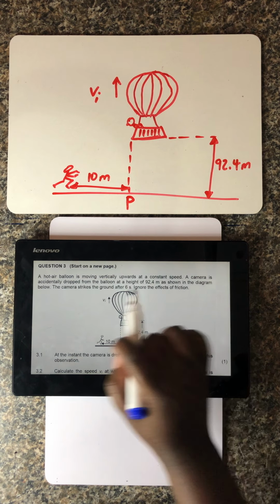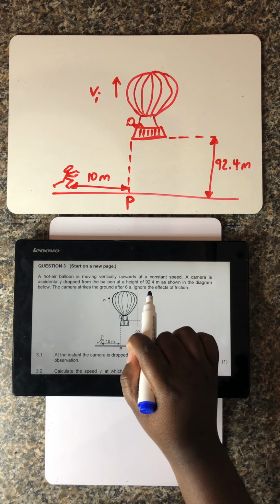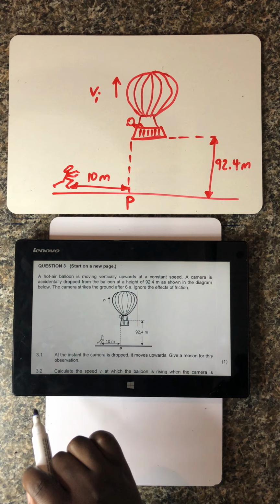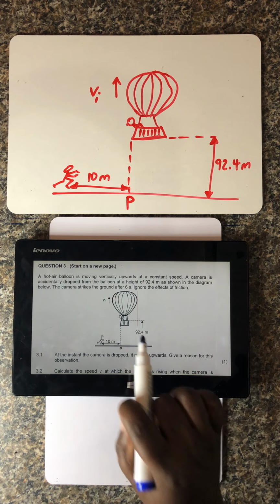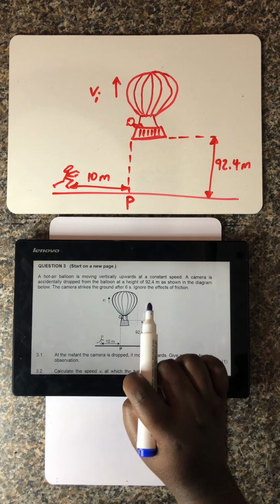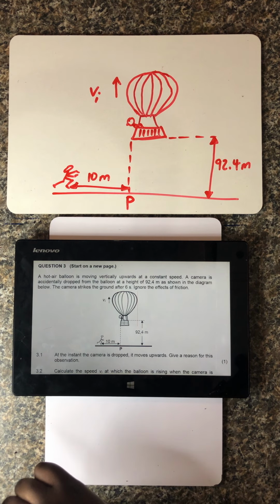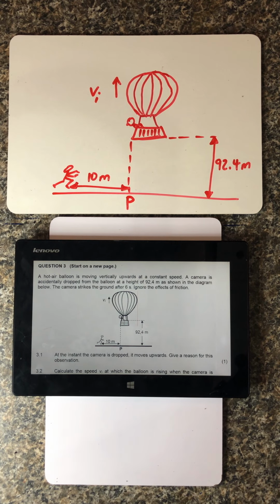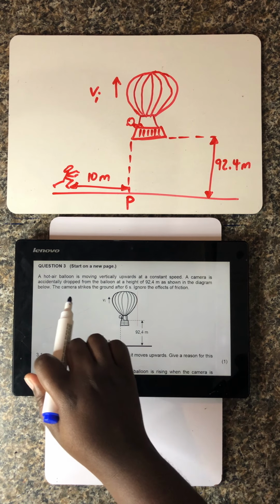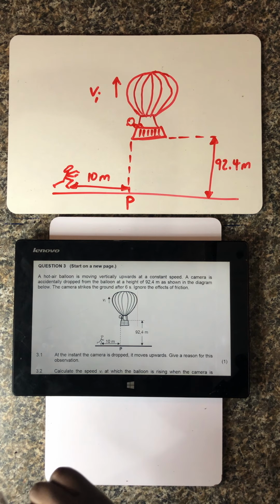A camera is accidentally dropped from the balloon at a height of 92.4 meters as shown in the diagram below. Ladies and gentlemen, that camera is accidentally dropped while the balloon is moving vertically upwards at a constant speed. It's very important that you understand the correlation between those two sentences. The camera strikes the ground after 6 seconds. Ignore the effects of friction.